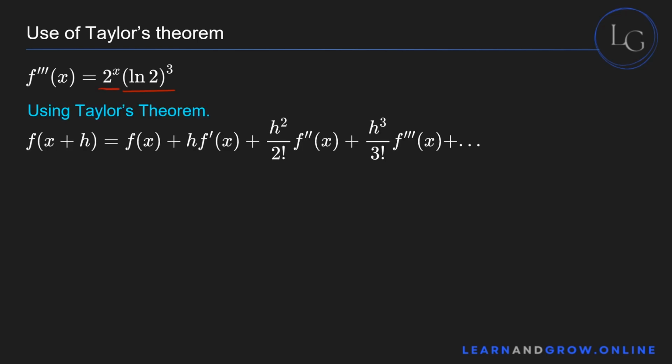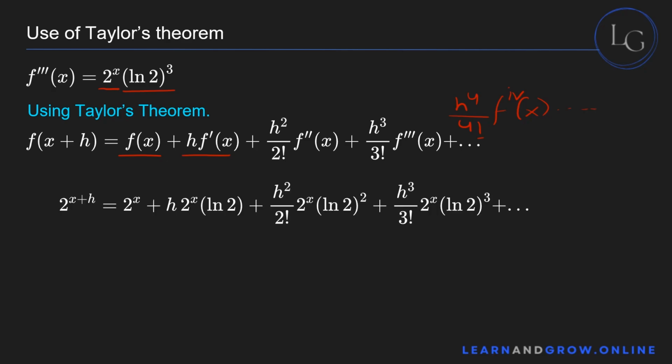Now apply Taylor's theorem. This is just f of x plus h into f prime of x plus h squared over 2 factorial into f double prime of x plus h cubed over 3 factorial into f triple prime of x, and so forth. For example, the fourth term would just be h to the power 4 over 4 factorial into the fourth derivative of f of x, and then so forth and so forth.